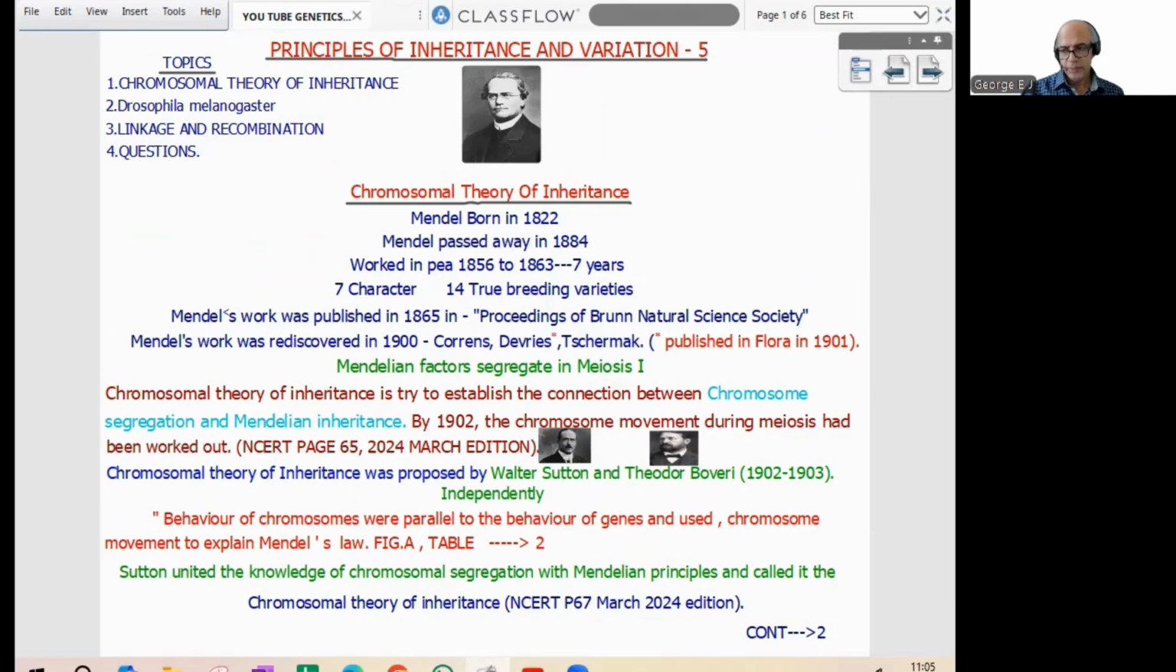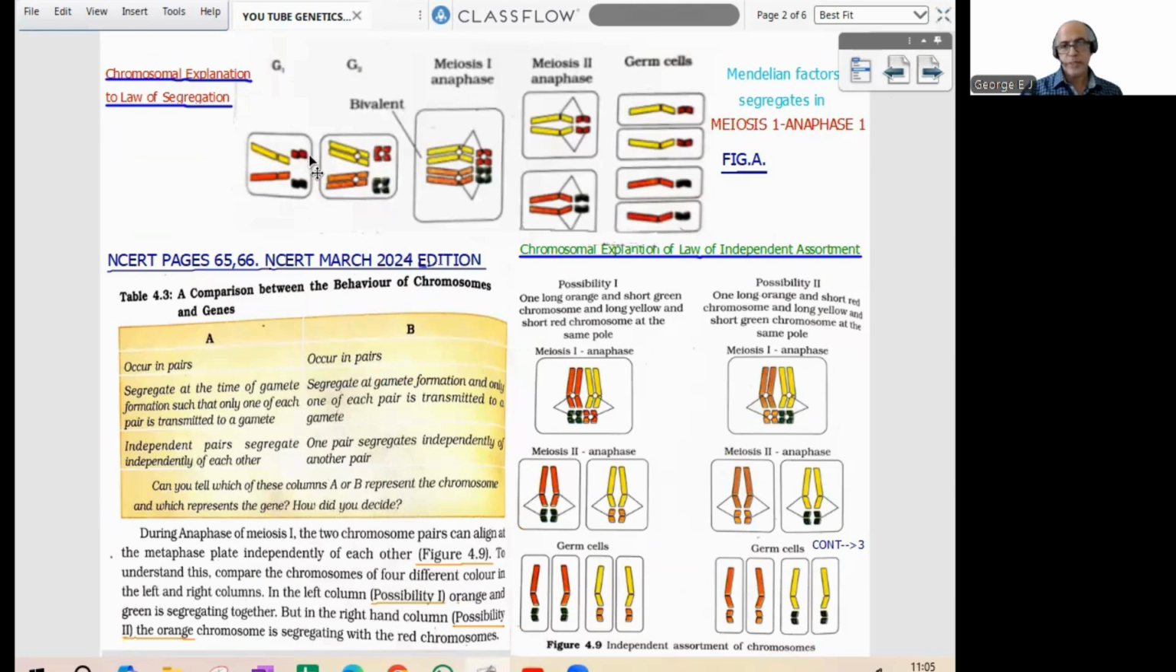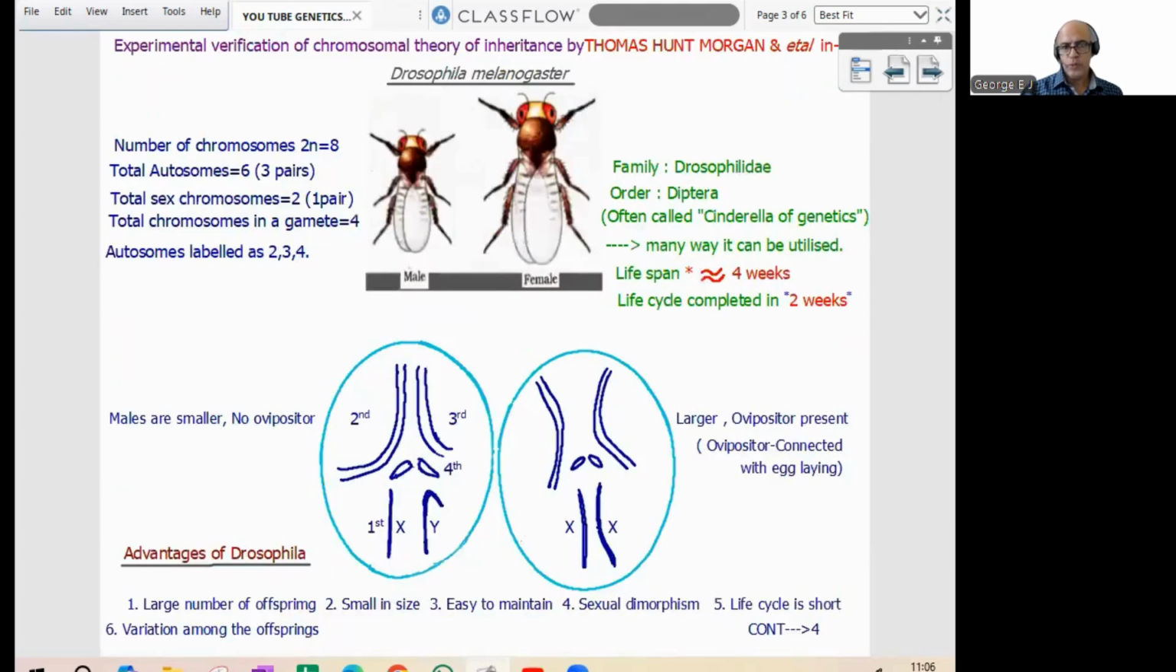Starting with this, what all topics we'll be discussing: some historical events, then Mendelian factors segregate in meiosis 1, then Sutton and Boveri, chromosomal theory of inheritance, what is the aim, what is the idea, then 2 sets of NCERT diagrams, where this one explains the chromosomal explanation of law of segregation. Then the chromosome gene comparison. Then diagrams, their explanation from NCERT. And the second diagram, that is this one, the chromosomal explanation of law of independent assortment. After that, we entered into the third page, Drosophila, complete details, family, then lifespan, life cycle, difference between these two, then the model organism of genetics, total chromosomes, total number of autosomes and sex chromosomes in a gamete, autosomes 2, 3, 4, sex chromosome 1, and their position, then how female differs from male, then advantage of Drosophila.